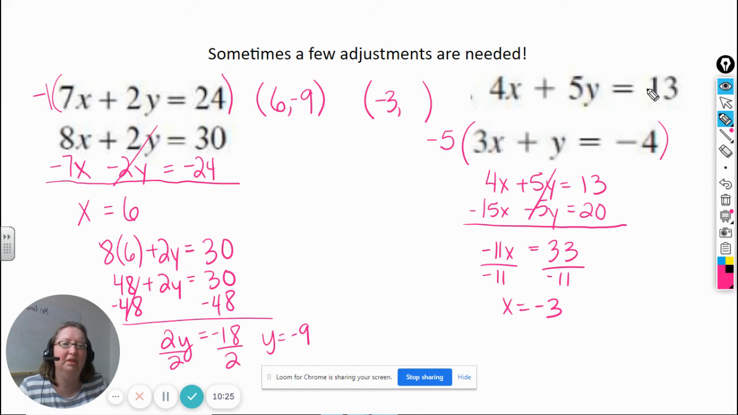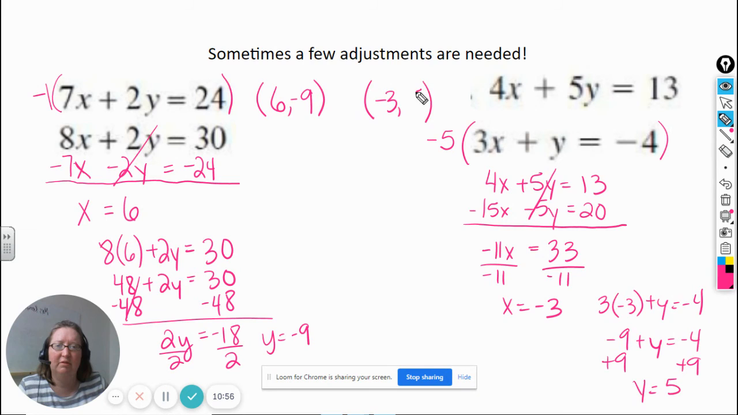You could plug it into this. You could plug it into this. You could plug it into the one that you changed. The easiest one, I think, is plugging it into this one. So I'm going to say 3 times negative 3. See, I'm substituting in for x, negative 3, plus y is equal to negative 4. Negative 9 plus y is equal to negative 4. Add my 9 to both sides. My y must be equal to positive 5. And again, one solution. That's it. That's how you do that.